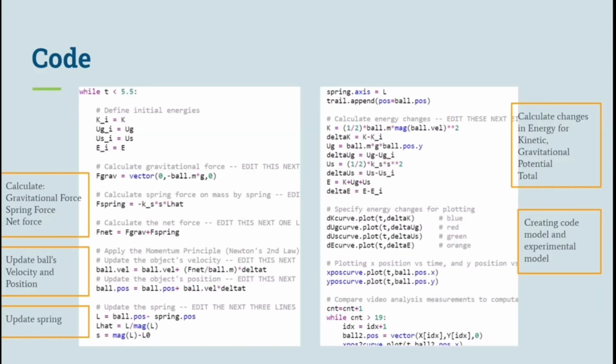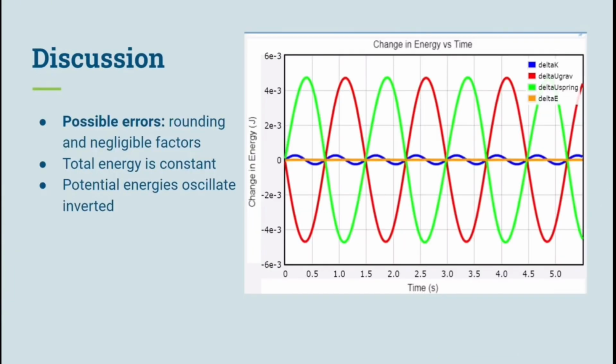To start with, the initial energies were defined. The gravitational and spring forces were then calculated and added to find the total net force. Using the total net force found, the ball's position and velocity were updated. Then, the spring was updated using the ball's new position. Finally, the changes in kinetic, potential, and total energies were calculated by subtracting the initial energy from the calculated energy. Possible errors in this lab are from rounding and negligible factors.